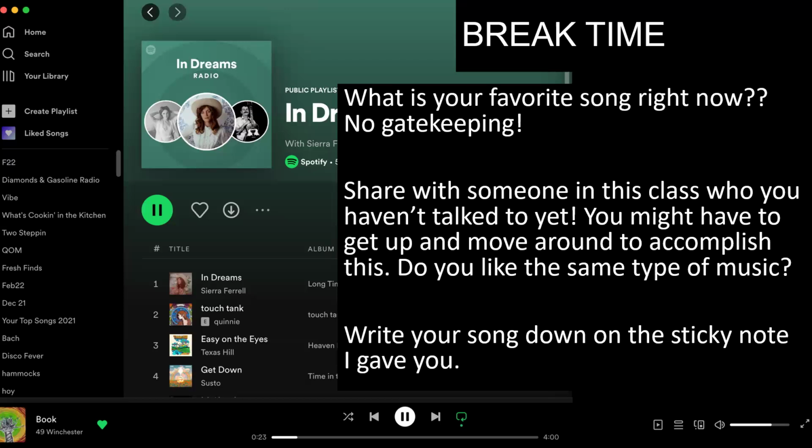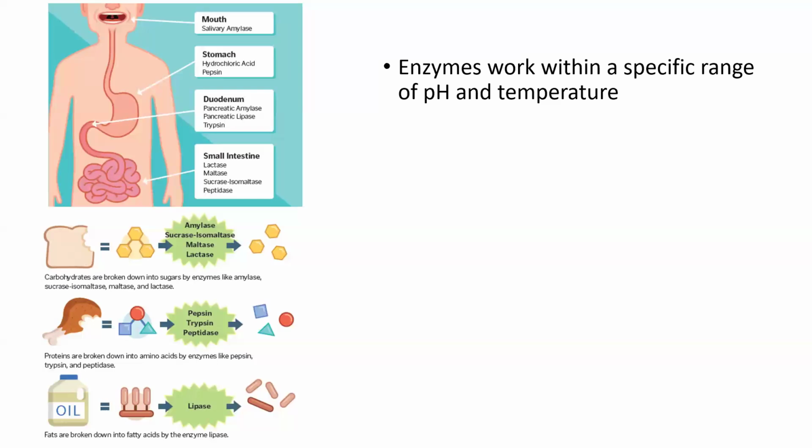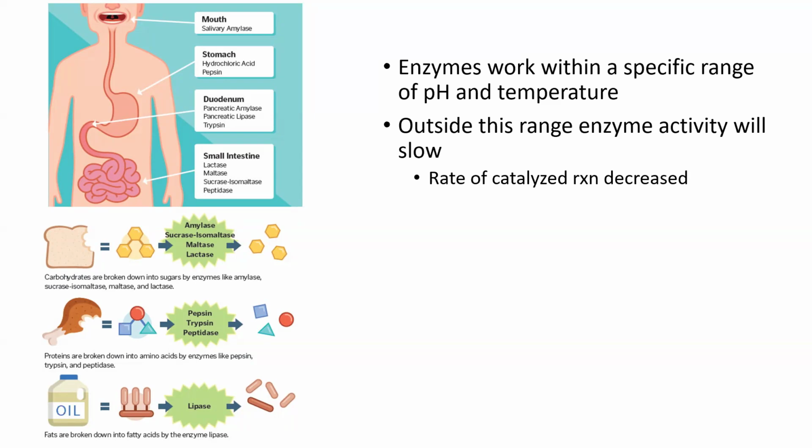Ready to keep going? Everybody get to share? Cool. All right, we're gonna keep going. I've already put this bullet point up here, but just a reminder, after our break, enzymes work within a specific range of pH and temperature. Outside of this optimal range, we typically see decreased enzymatic activity, so the rate of this catalyzed reaction is going to decrease most of the time.